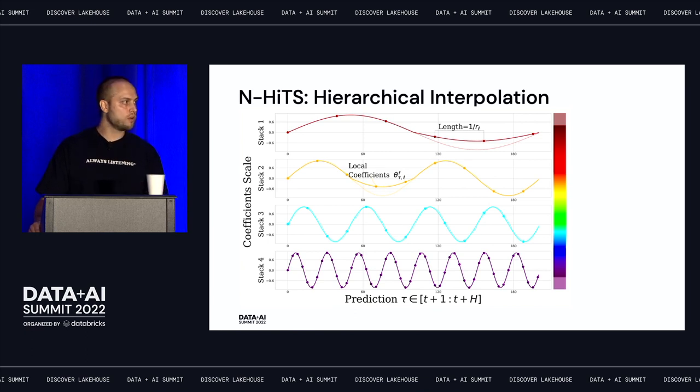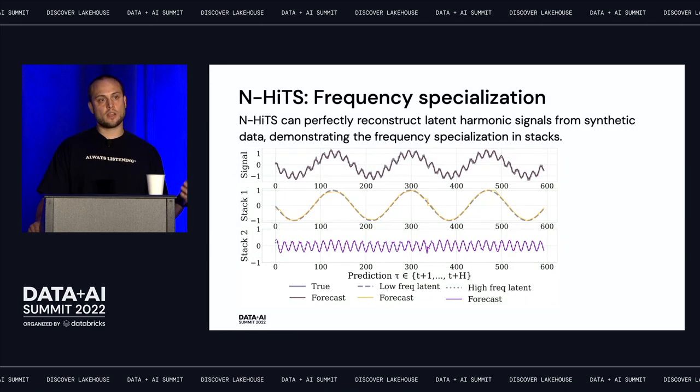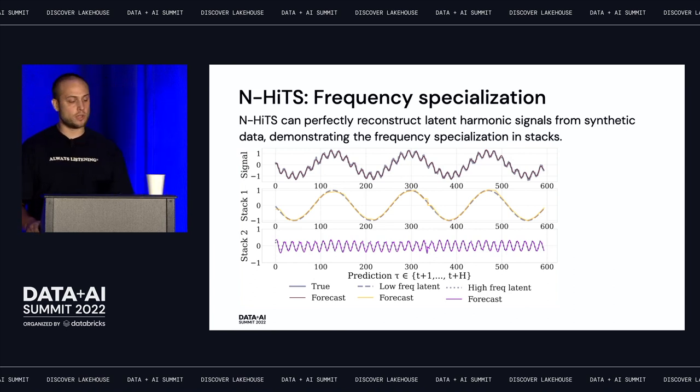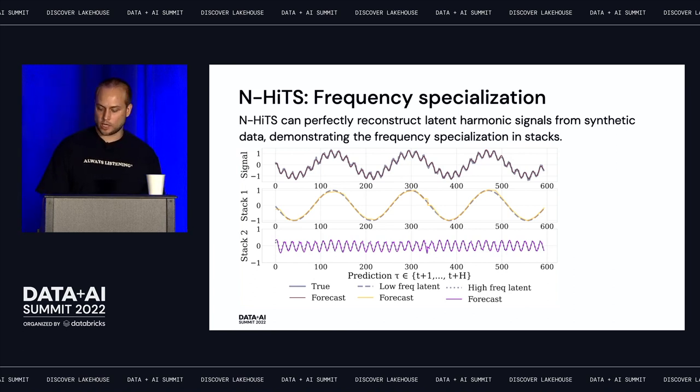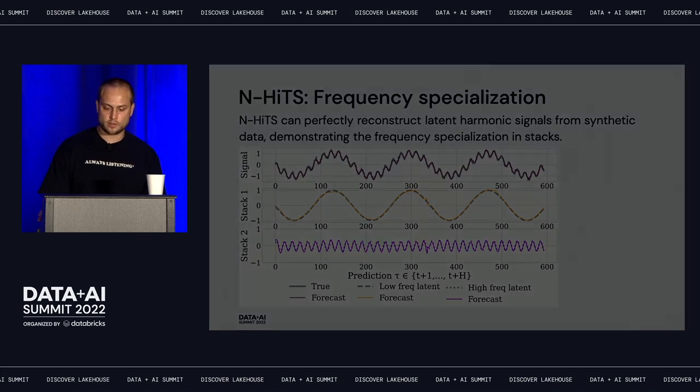And for you in the audience with a mathematical background, this is, at the end of the day, an extension of the very famous Fourier transform, where you end up adding different harmonic signals, different harmonic frequencies, into the signal that you want to model. We actually show how you can perfectly reconstruct with N-HiTS a latent harmonic signal using synthetic data. And at the end of the day, what you're seeing is how the stacks add up to the actual signal, the signal being the actual data that you want to model and forecast.